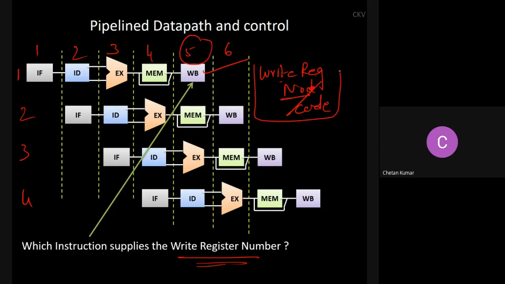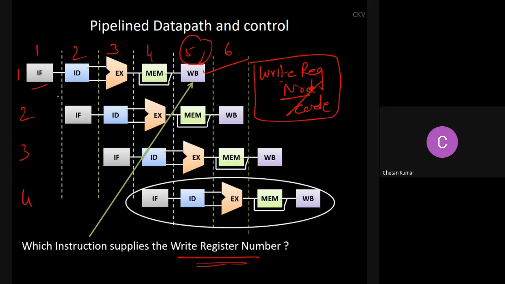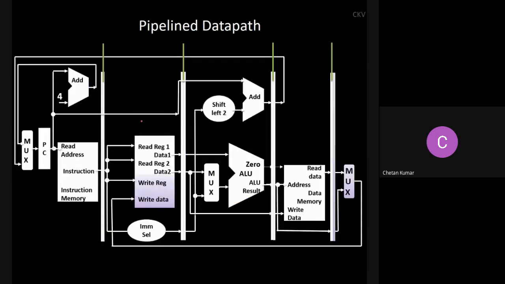So who should supply your write register number? First instruction, second, third, or fourth? First instruction only. Because the first instruction is supposed to write into the register, the write register number must be supplied by the write register code specified as part of the first instruction. But is it happening here? That is what we'll see.